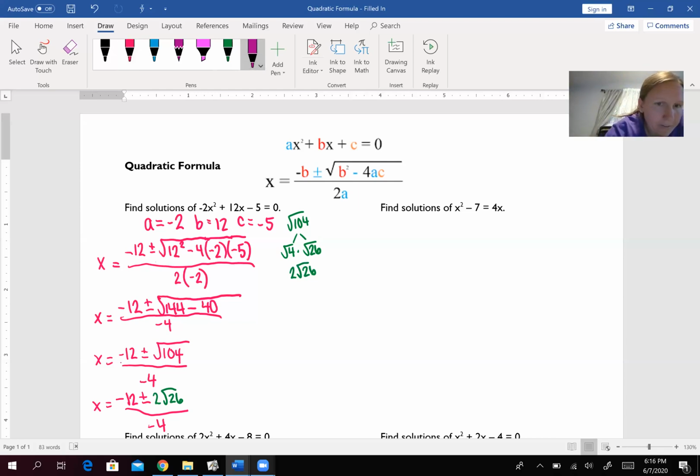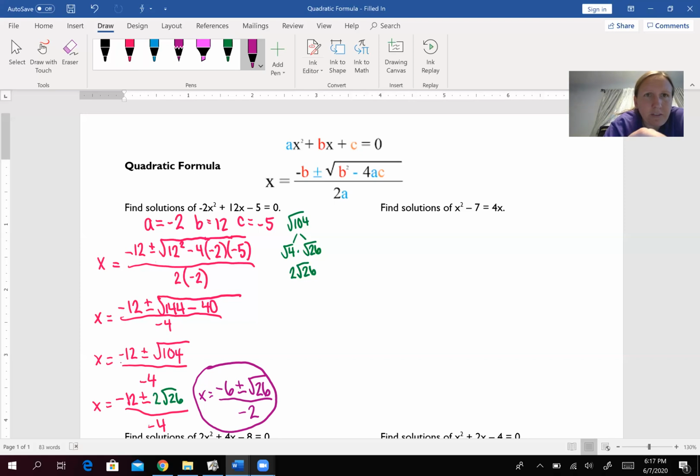So we are going to have x equals, so divide this by 2, -6 plus or minus. The 2 divided by 2 is just 1, so we don't need to write 1 root 26. We're just going to write root 26 over, and simplify this by 2, -2. So this is one way of writing our answer.